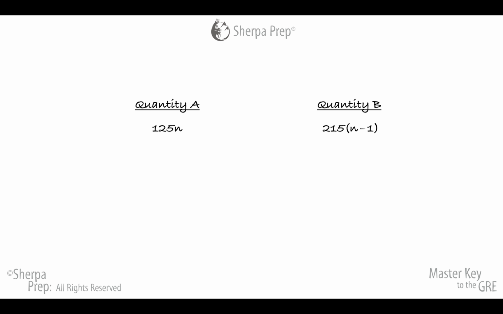We call this style of problem a plug-in problem, primarily because the values of the quantities change depending on what we plug into them. Now, when you get this style of problem, the first thing you want to do is plug in a simple value that's easy to work with. Here, let's start by plugging in n equals 2. If we plug that into quantity A, we get 250. And if we plug that into quantity B, we get 215, showing us that quantity A can be bigger than quantity B.